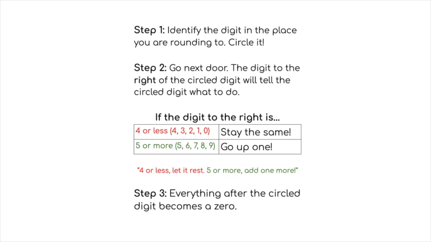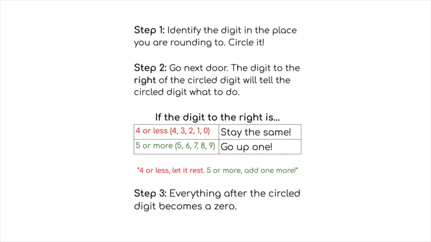In this video, you will learn how to round 2 and 3-digit numbers to the nearest 10 and 100. Step 1 is to identify the digit in the place you are rounding to and circle it. So if you are rounding to the tens place, circle the digit in the tens place, and if you are rounding to the hundreds place, circle the digit in the hundreds place. Step 2 is to go next door and look at the digit to the right of the circled digit. That will tell the circled digit what to do.